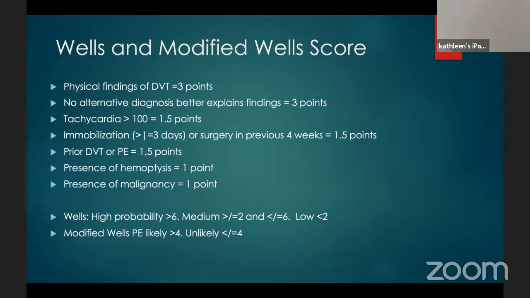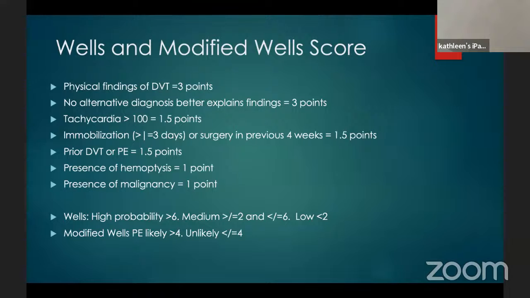The Wells score encompasses the following for which different points are assigned. So for physical findings of a DVT, one assigns 3 points. If no alternative diagnosis better explains the findings, 3 points. Tachycardia greater than 100 gives you 1.5 points. Immobilization for greater than or equal to 3 days or surgery within the previous 4 weeks would be assigned 1.5 points. Prior DVT or PE, 1.5 points. The presence of hemoptysis, 1 point, and the presence of malignancy, 1 point.